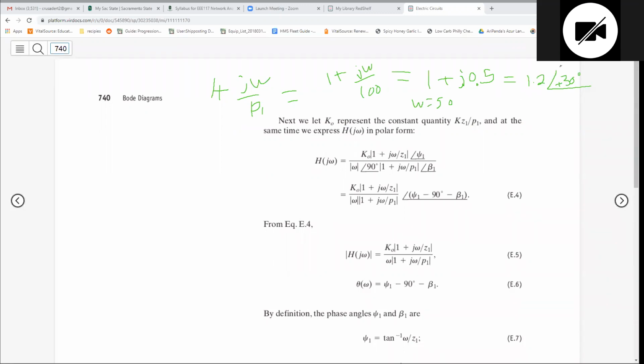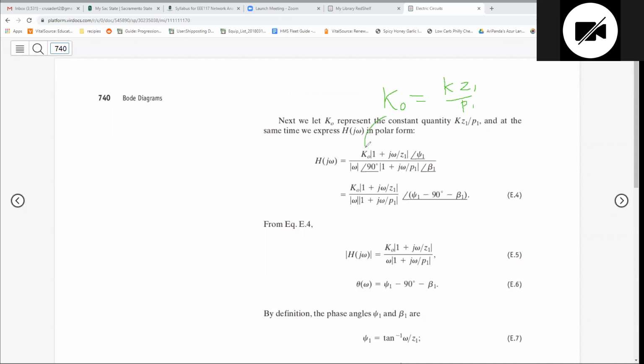So either way, we can always represent them as a phasor, which is kind of what they want to do. They want to represent in polar form, right? One thing they did do to save ink, they want to represent K0 as K times Z1 over P1.